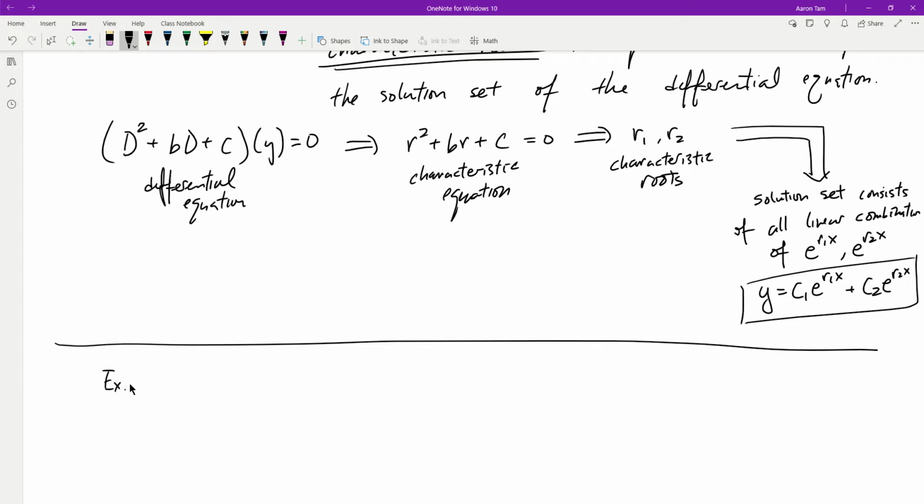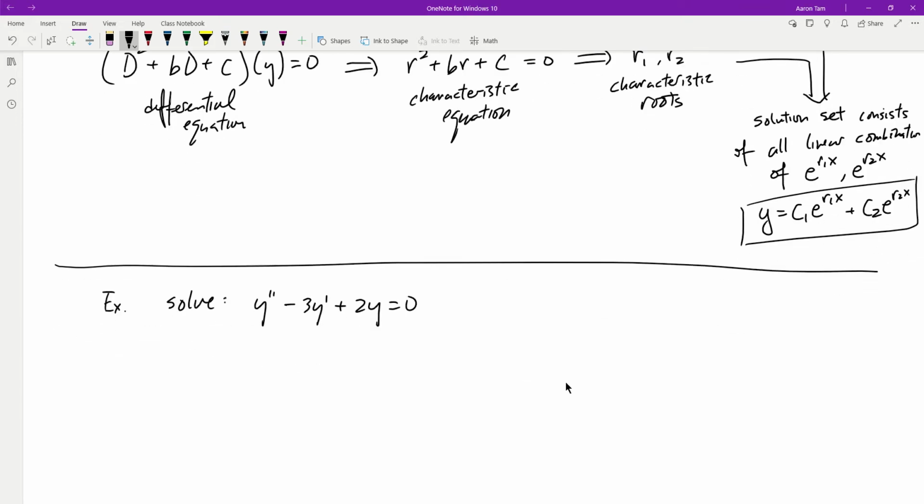So I'll give you an example. You can definitely try to redo the problem that we did, but I would rather go for a different one. So I'm going to ask you to solve a different one. How about this one? y double prime minus 3y prime plus 2y equal to 0. Okay, so a pretty simple equation.